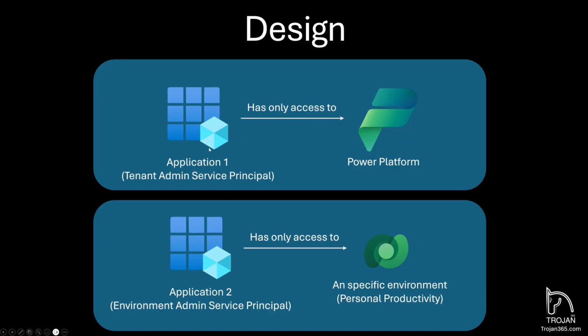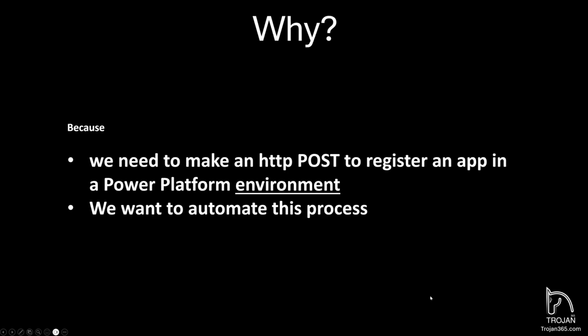What we need is an application to access the environment as an administrator. We don't want to use the global service principal for this purpose. The design is we have two applications, application 1 and application 2. Application 1 is the tenant admin service principal, which only a few people like the tenant admin have access to, and it only has access to the Power Platform. Application 2 only has access to a specific environment. It doesn't have access to the Power Platform or to all of the environments. For this scenario, we are only going to give this application access to the personal productivity.